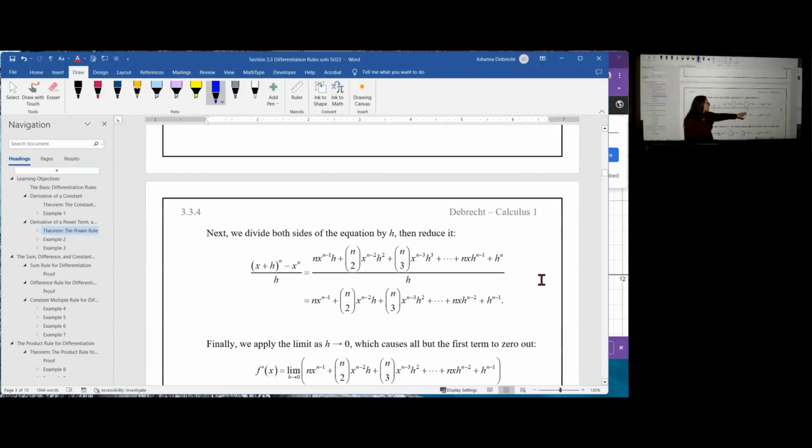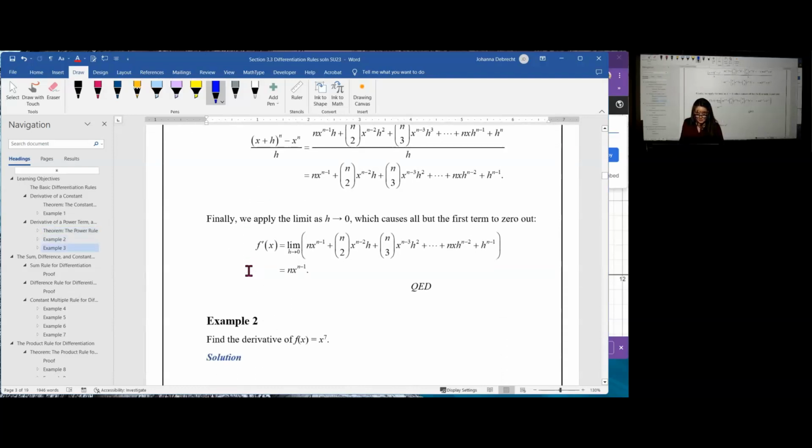When I factor it out and simplify it with the h in the denominator, I get the expression that you see here. Notice that the first term no longer has an h because those cancel completely. But every term past the first term does still have h in it. The next thing we do, of course, is take the limit of the difference quotient as h goes to 0. This causes all the terms in this expression to go to 0, except the first one, n x to the n minus 1 power. And that is what we were trying to prove.